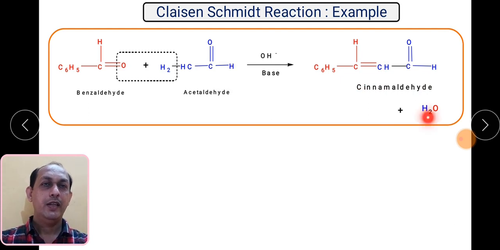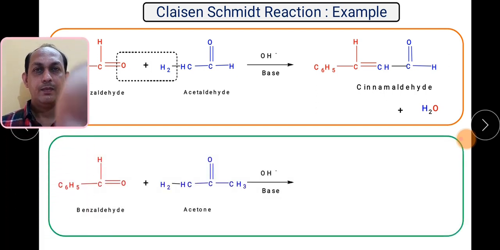You can see H2 and O, H2 from here and one oxygen from here is being removed. So this is how you will get the formation of alpha beta unsaturated aldehydes. Let us see another example.